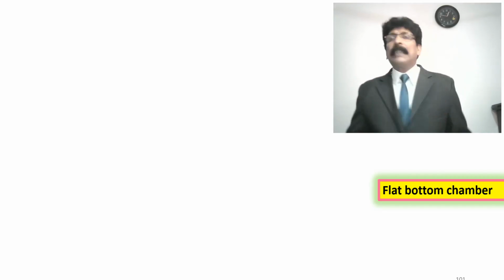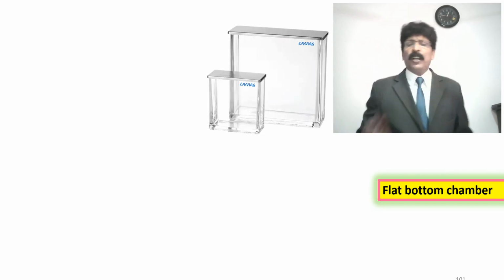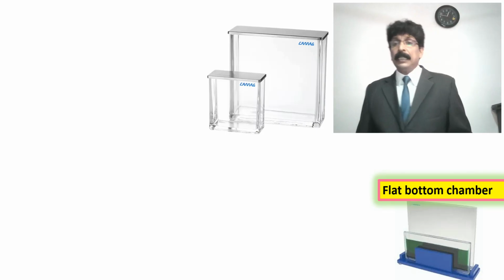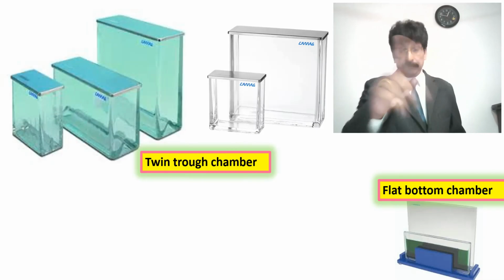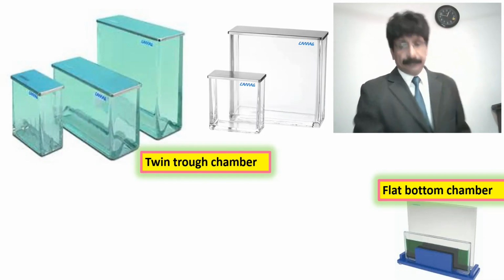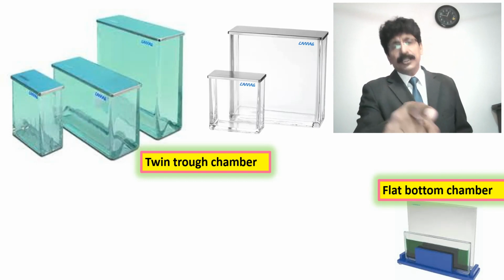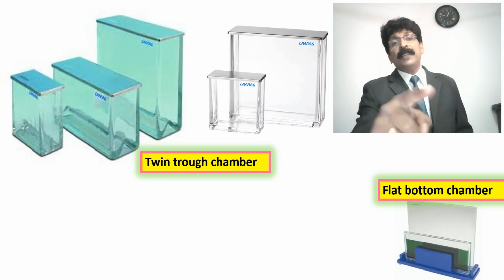Now we should know about all the chambers which I mentioned. What is this flat bottom chamber? The students should know. This is the flat bottom chamber, which is used for normal TLC also, but we have it for HPTLC in this form. And the twin trough chamber: you can see the trough will be inside the instrument. See the picture very clearly. In the bottom you can see there are two compartments in the flat chamber.